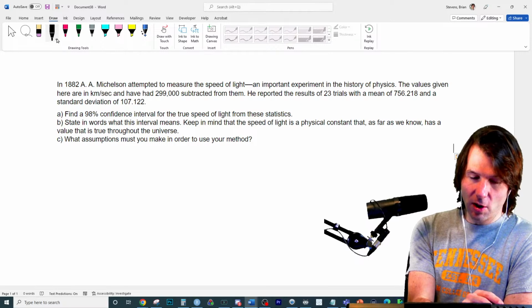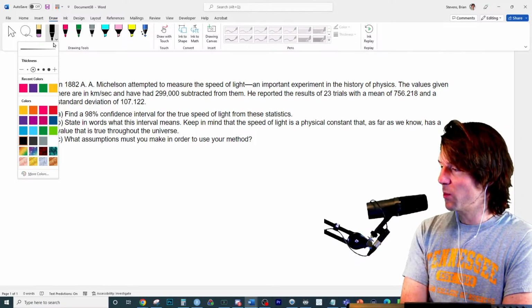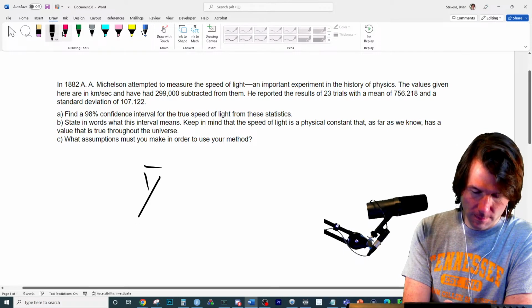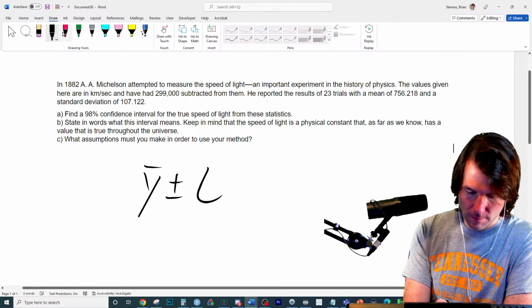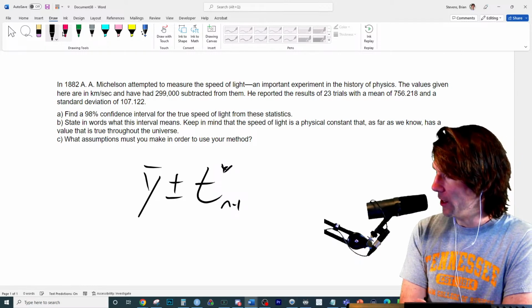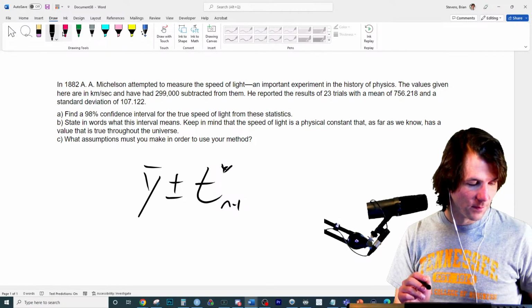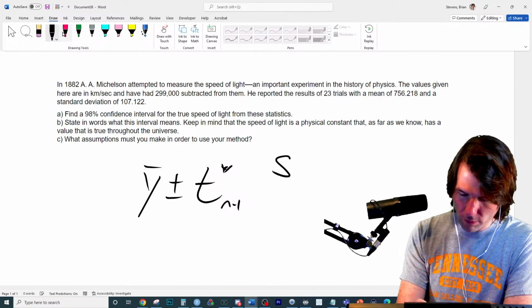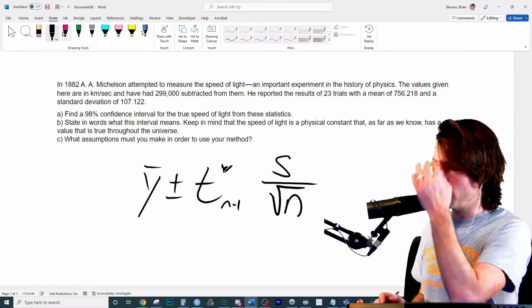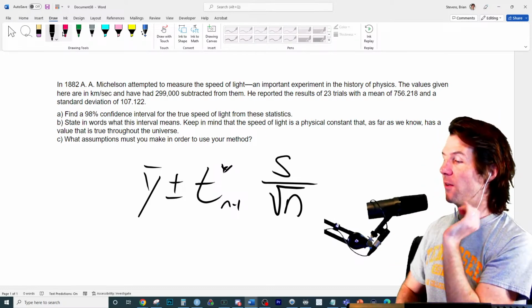What do you need to know to get these problems right? What do you need to know? Notation. Notation, brother. Identify anything in this problem.